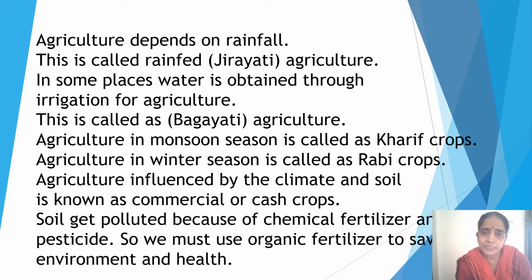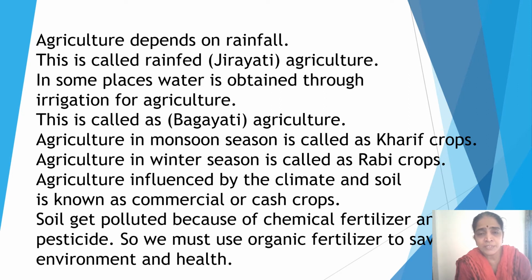As I said in the before slide, agriculture, that is farming, depends upon rainfall. The crops that are grown in the rainy season, that is on rainfall, is called Jirayati agriculture. As I told, where there is less rainfall, sometimes water is also not available properly. So these farmers have to bring water through irrigation, through pumps. They have to get water for their fields. And that type of agriculture is called Bagayati agriculture.